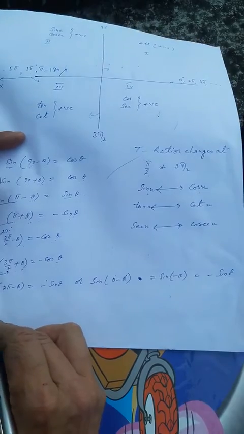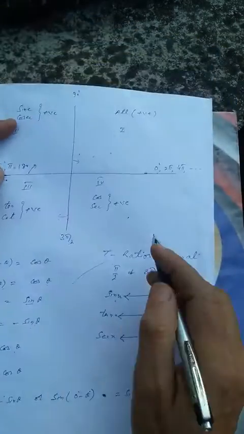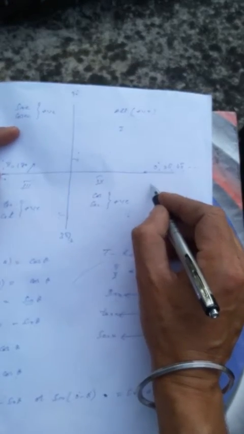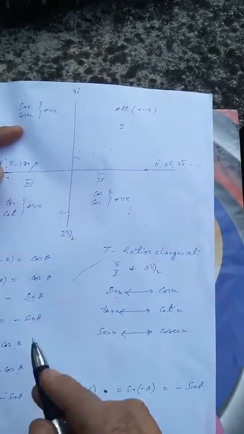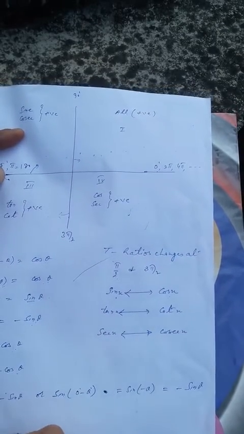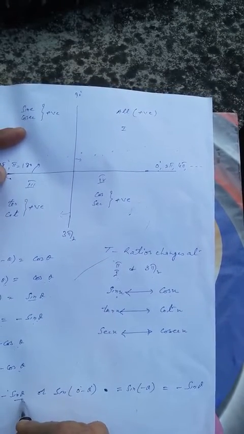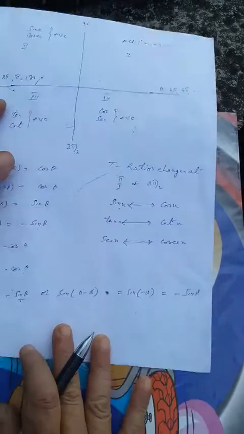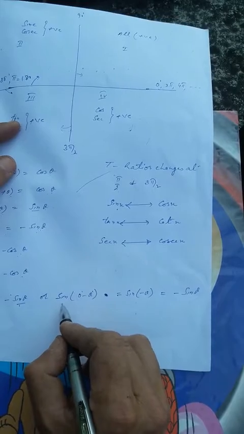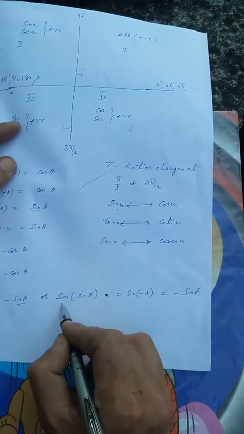Similarly, you can see sine of 2 pi minus theta. This is 2 pi minus theta, that means we are once again in the fourth quadrant, and at 2 pi the ratio will not change, so it becomes sine theta, sine as it is, and it is the fourth quadrant, so that's why it is negative.